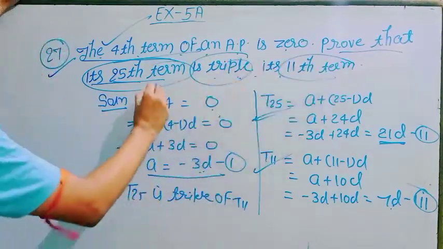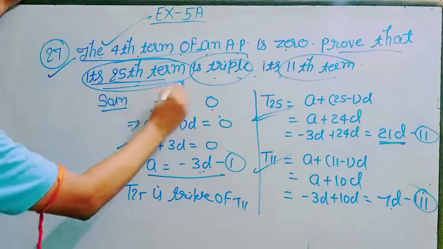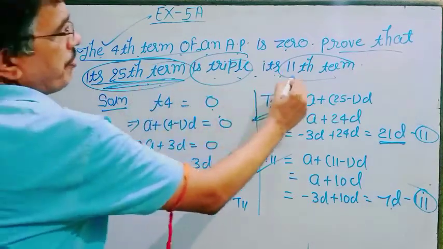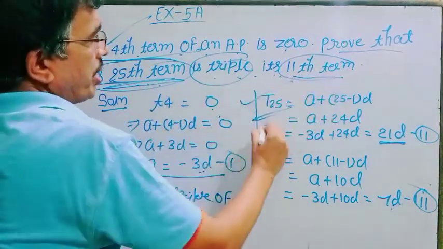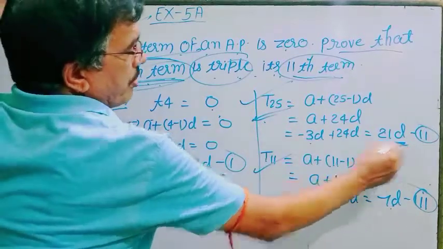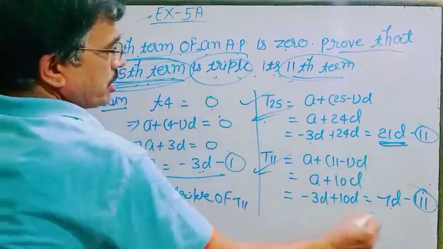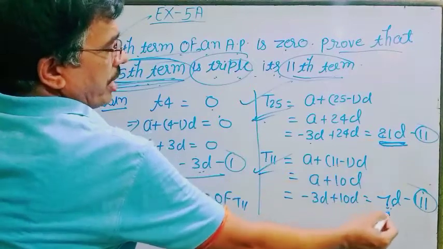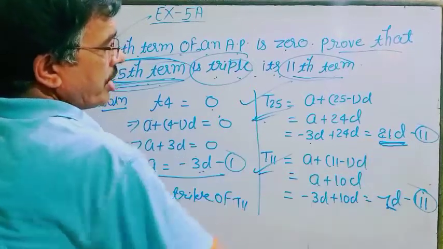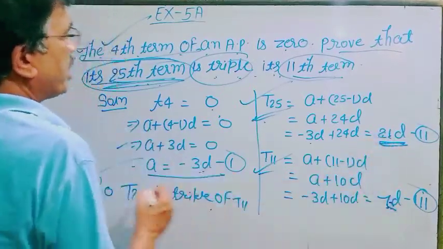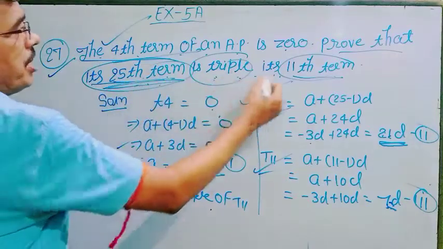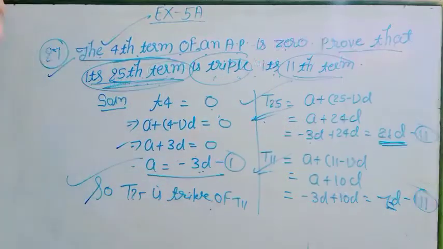You have to prove that the 25th term is the triple of the 11th term. So we should find the 25th term, that is 21D. The 11th term is 7D. We find that it is 7D and 21D, so it is 3 times. So it is clear that the 25th term is the triple of its 11th term.